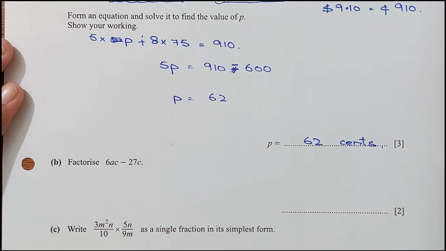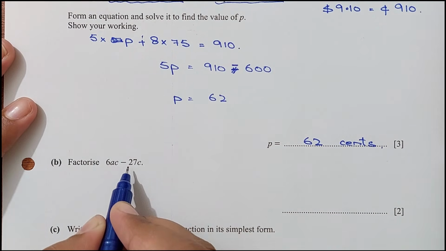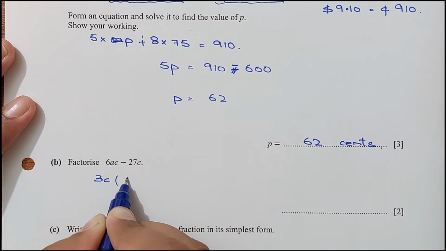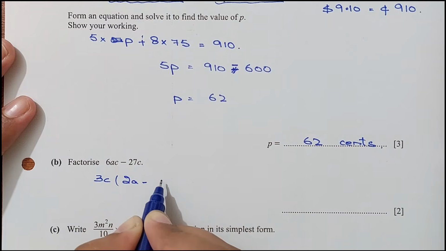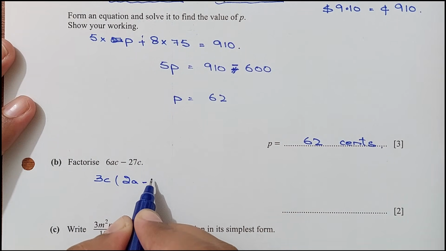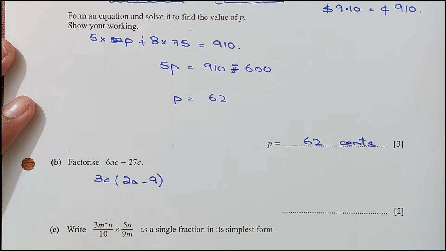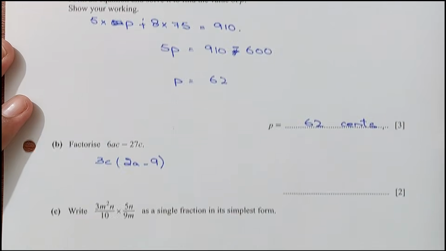Part B, factorize. From 6 and 27, we can take 3 common, and c is common. 3 times 2 is 6, and a minus 3 times 9 is 27, and c is common, right? So 3c times (2a minus 9) is the factored form.